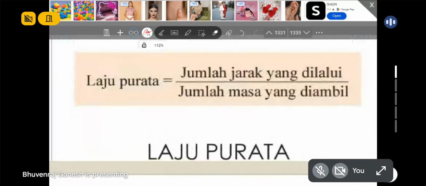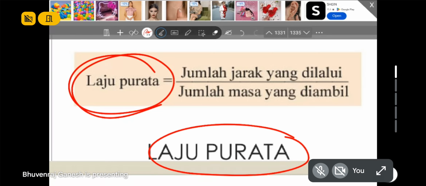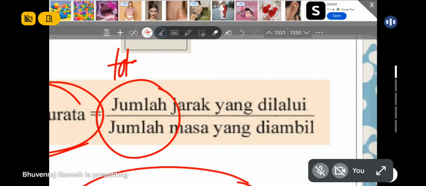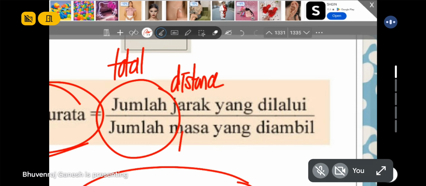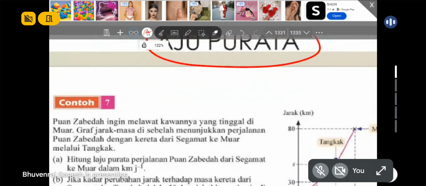So next one you guys study is how to count average speed. Average speed is a very famous question. Laju purata. So the concept is just remember the keyword is total. Kena ada perkataan jumlah. Total distance divide by total time. Total is very important. Jarak bagi masa.